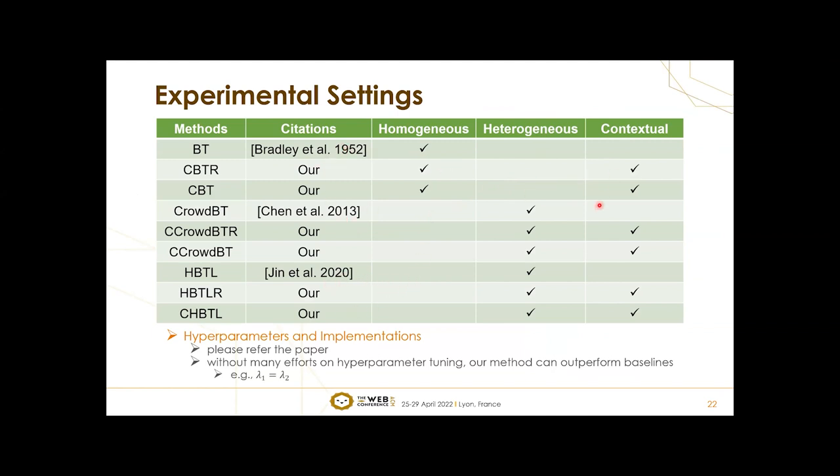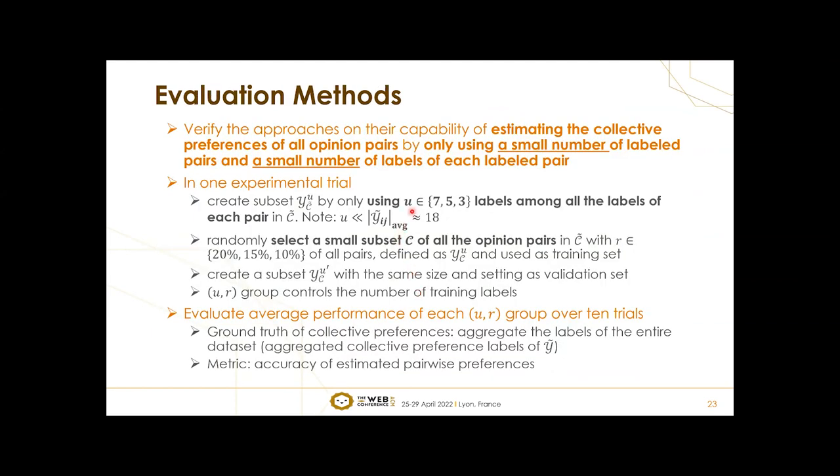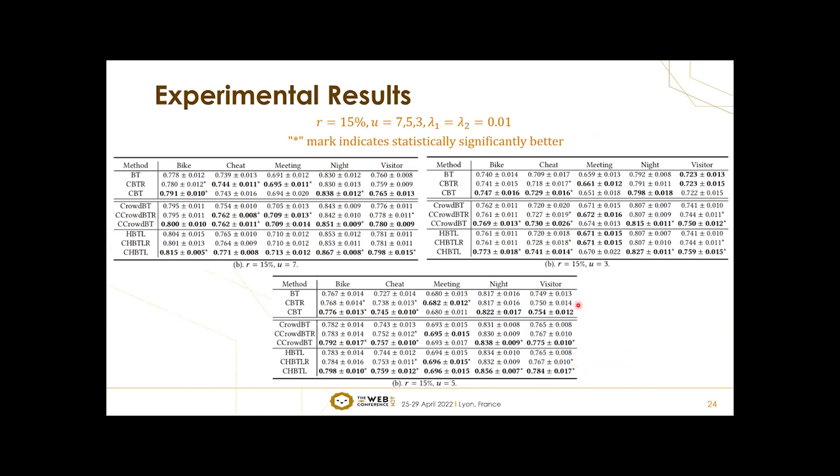with different settings. For the evaluation method, we will estimate the collective performance of all opinion pairs by only using a small number of labeled pairs and a small number of labels for each labeled pair. And we will utilize the accuracy of the estimated pair's preference to verify our approach. And these are examples of some experimental results.